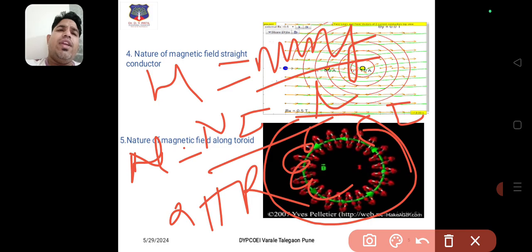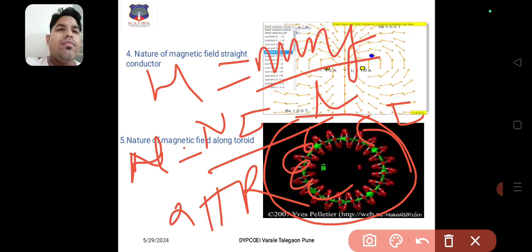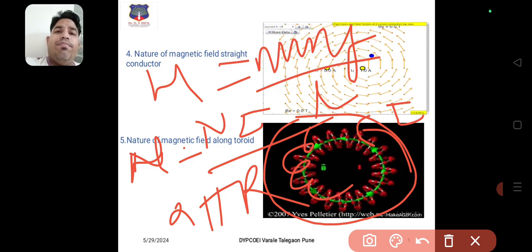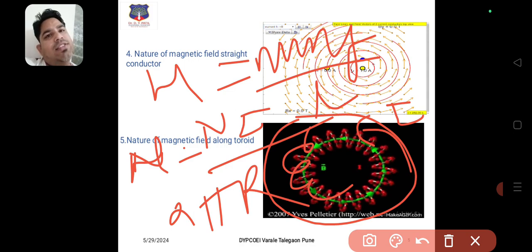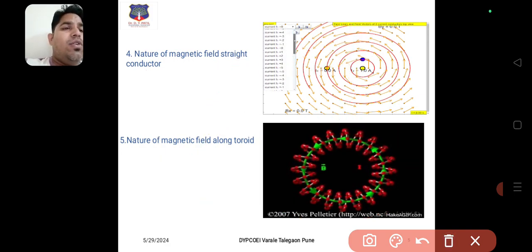Just before, we saw that for the solenoid there is a length, and the field strength is H is equal to NI divided by L. In case of a straight conductor, there is no N, so we don't consider it: H is equal to I divided by 2 pi r. And in case of toroid, H is equal to NI divided by 2 pi r.